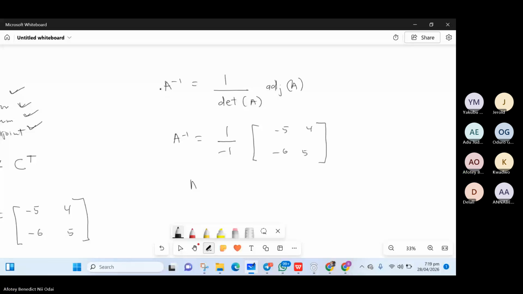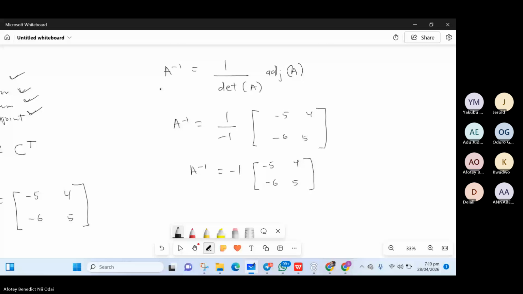So we have negative 1 being multiplied by -5, 4, -6, and 5. And this leaves us with 5, -5 times -1, 4 times -1, -6 times -1, and again 5 times -1. So we get 5, -4, 6, and -5 as our inverse.